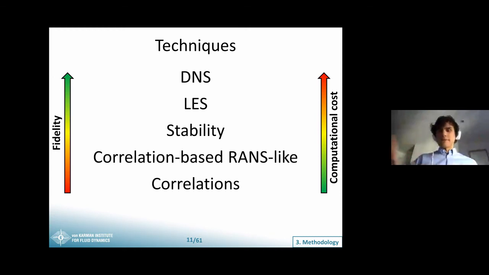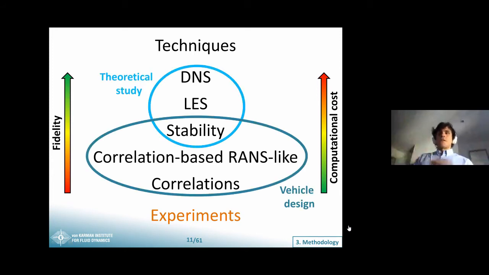correlations. And, kind of out of this computational classification, we've got experiments, which, of course, offer a full description of the problem physics, but have a bunch of other problems associated with them, like effectively reproducing the flight conditions in your facility, for example. The first three of these techniques are mostly restricted to theoretical studies, like fundamental research, due to their high computational cost, whereas the last two are only used in vehicle design because they are not very accurate, basically.